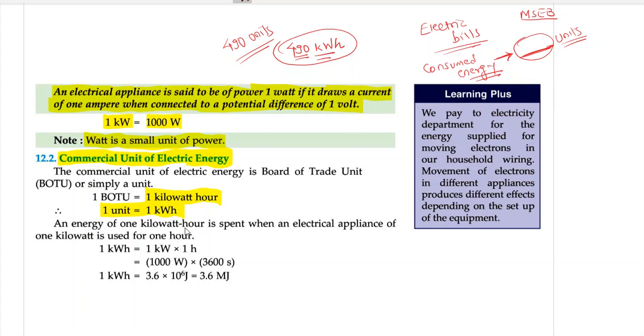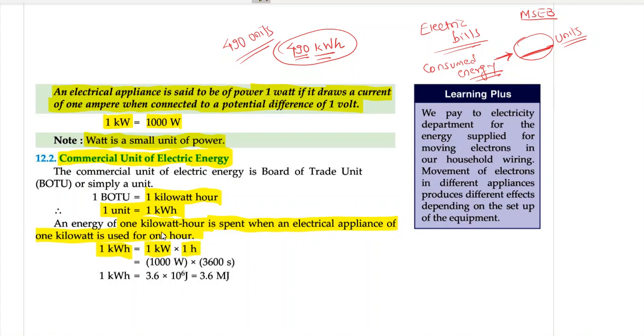Let's find it out. The energy of 1 kilowatt hour is spent when an electrical appliance of 1 kilowatt is used for 1 hour. Again you will say, sir, I did not understand because I don't know what is 1 kilowatt. I understand that an appliance is used for 1 hour, but what do you mean by an electrical appliance of 1 kilowatt? Let us understand what is 1 kilowatt hour. 1 kilowatt hour is 1 kilowatt multiplied by 1 hour.